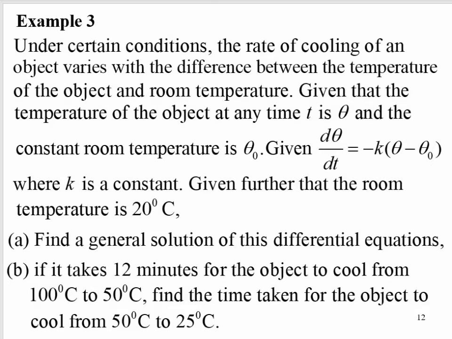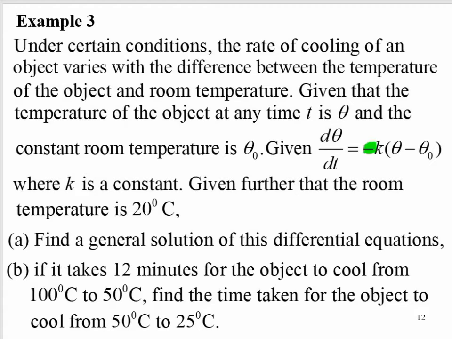Now let's look at example 3. Under certain conditions, the rate of cooling of an object varies with the difference between the temperature of the object and the room temperature. Given that the temperature of the object at any time t is theta and the constant room temperature is theta naught. So the model is d theta over dt equals negative k (theta minus theta naught).